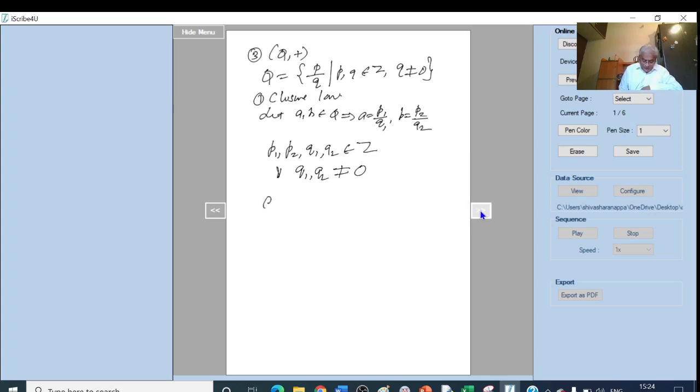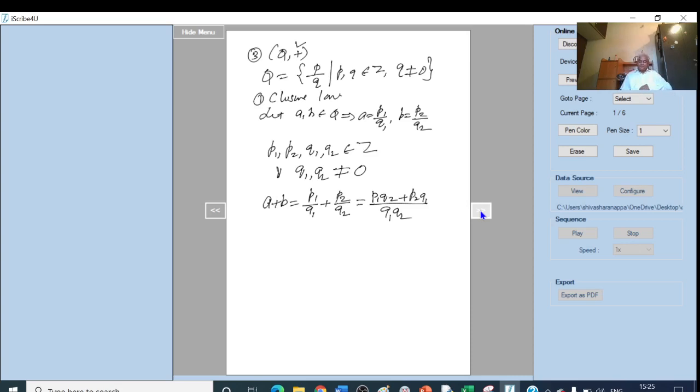Now what about A plus B? Here my operation is plus. A plus B is P1 by Q1 plus P2 by Q2. This is equal to, if I take LCM, Q1, Q2 is the LCM. The first term becomes P1, Q2 plus P2, Q1.